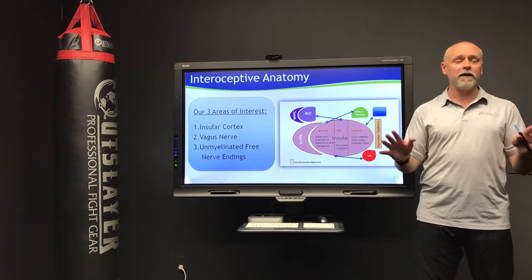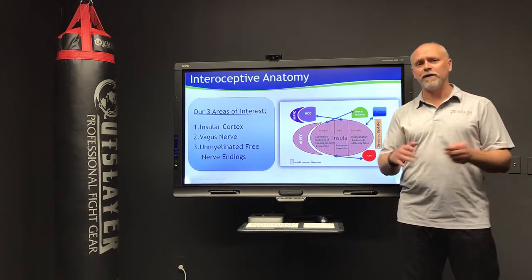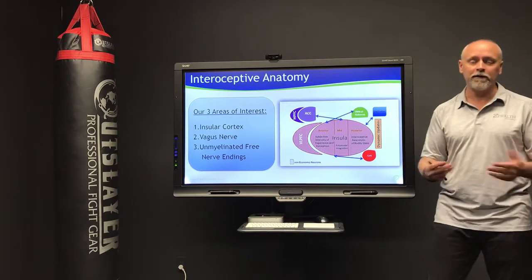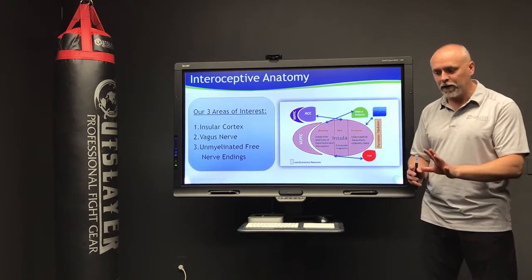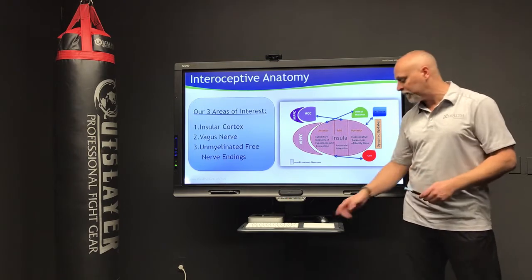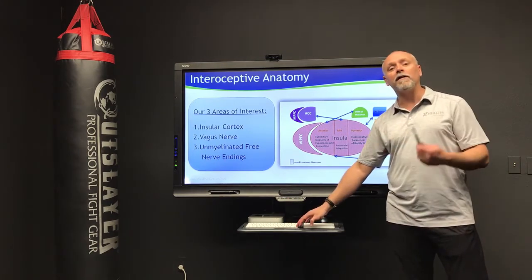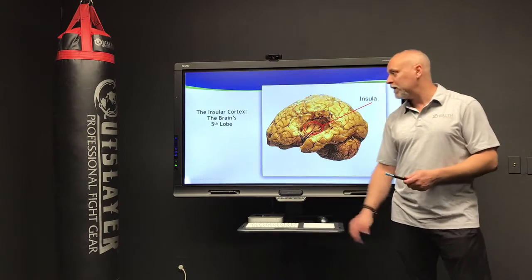And then finally, unmyelinated free nerve endings. These are found in fascial tissues, primarily throughout the thorax and muscles. So again, whenever we start thinking about a client, a patient in front of us that shows signs of poor interoception, these are the areas of the brain or the nervous system that we're particularly interested in.